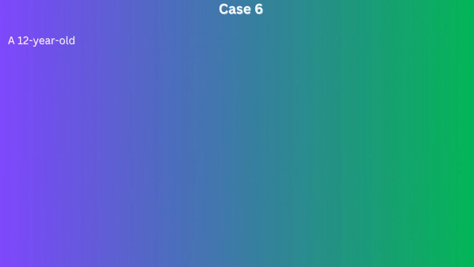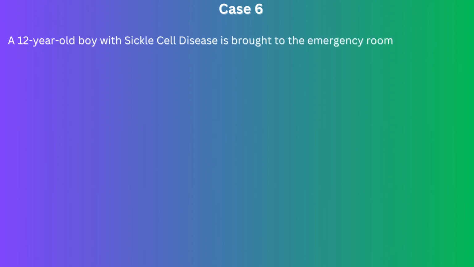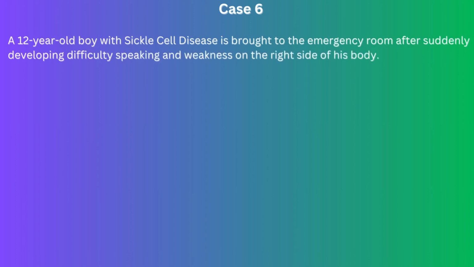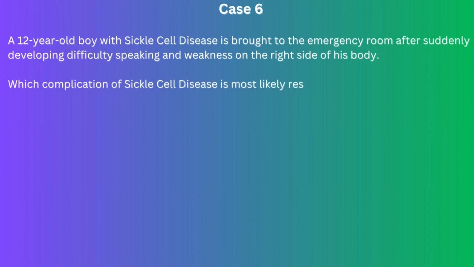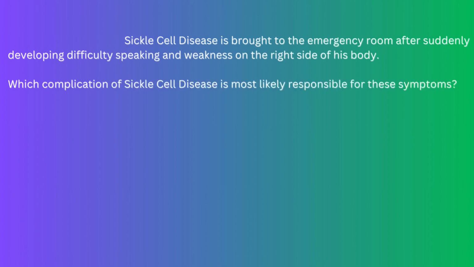Case number 6. A 12-year-old boy with sickle cell disease is brought to the emergency room after suddenly developing difficulty speaking and weakness on the right side of his body. Which complication of sickle cell disease is most likely responsible for these symptoms?